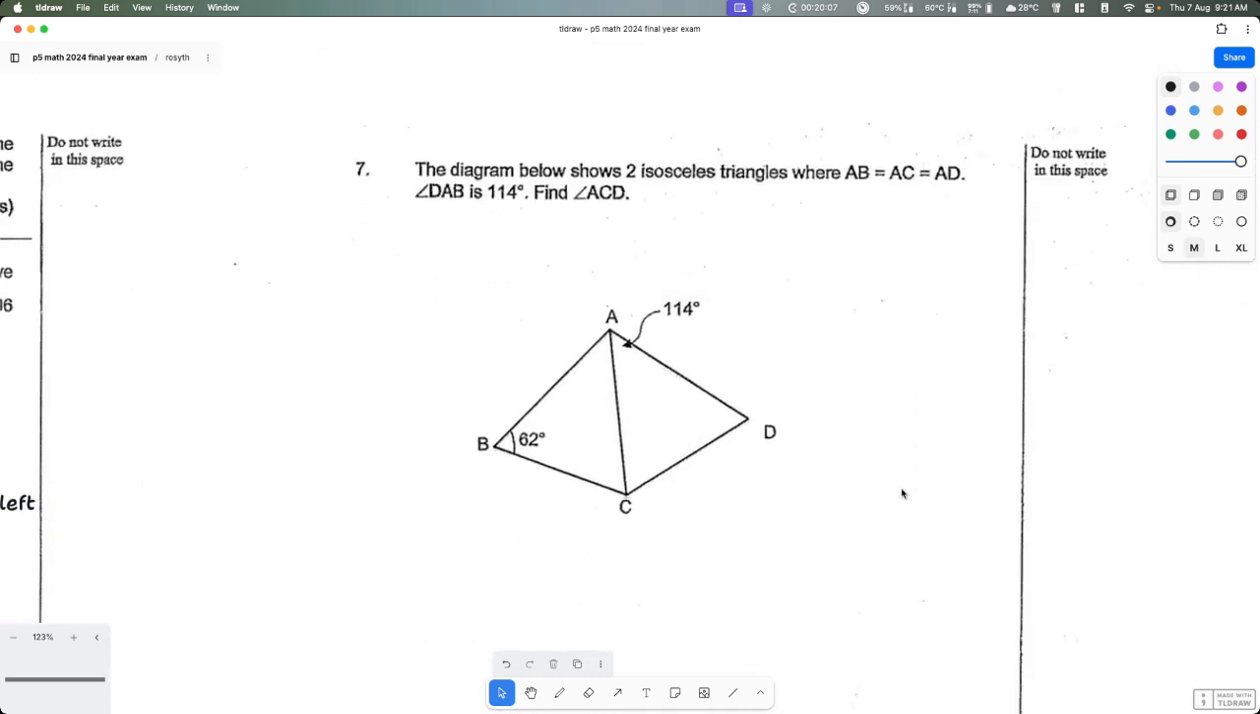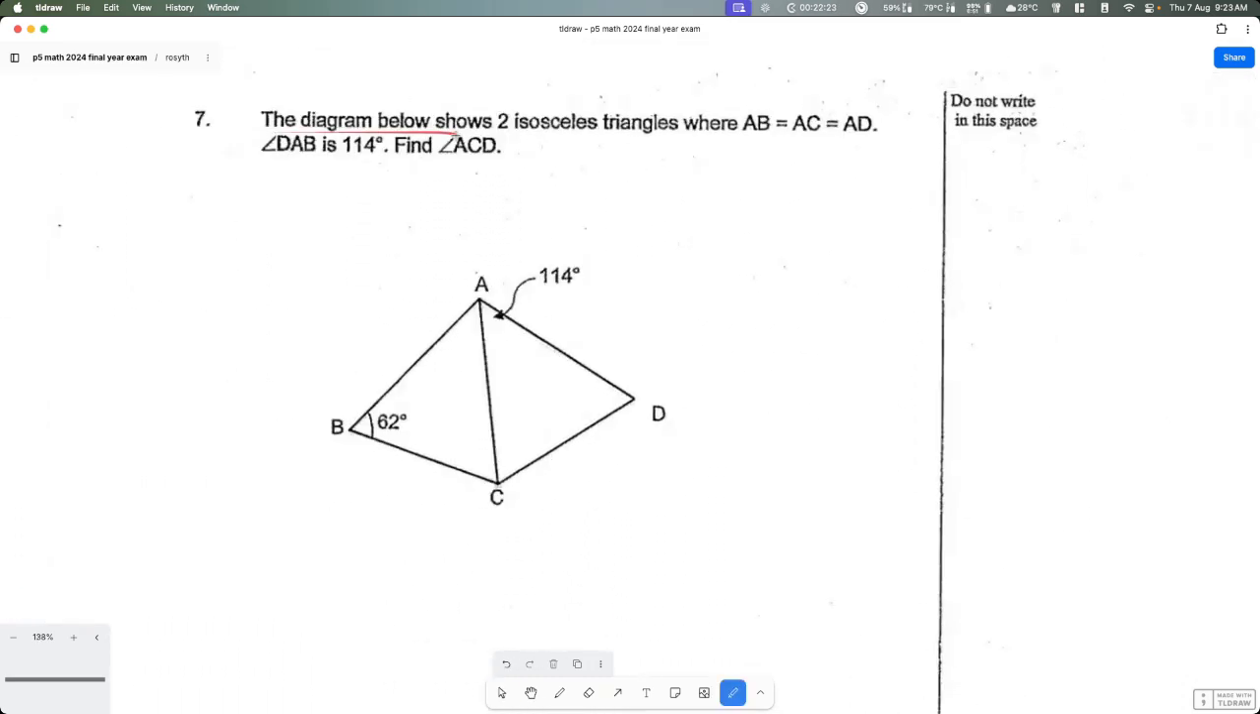Question number 7. It says the diagram below shows two isosceles triangles, AB equal to AC equal to AD. So it looks something like this, right? So you have AB, AC, and AD are the same. Then DAB is 114. So I'm just going to draw it like this as 114. All right, so find ACD. ACD is this one that we are looking for. I'm going to put a question mark.